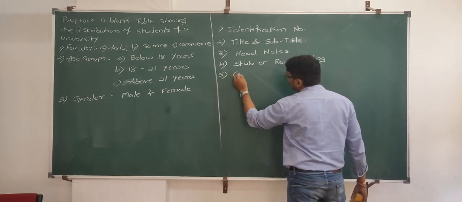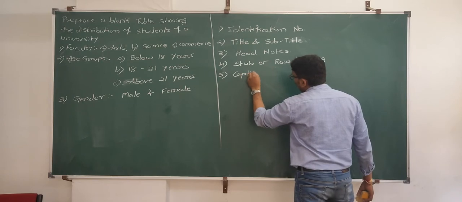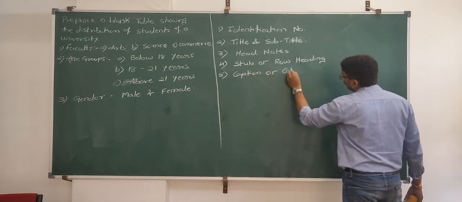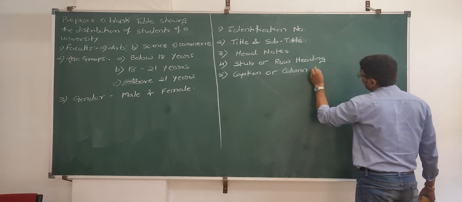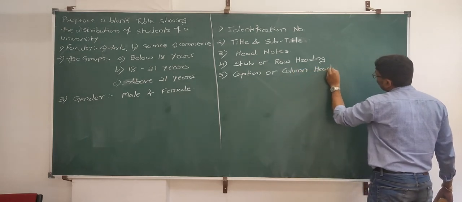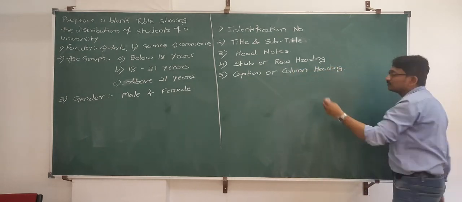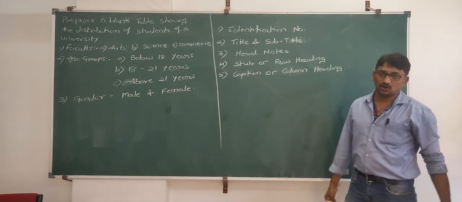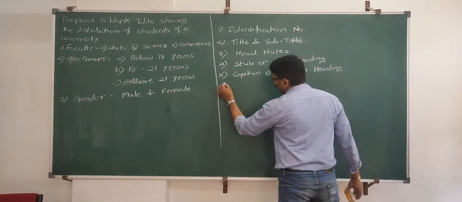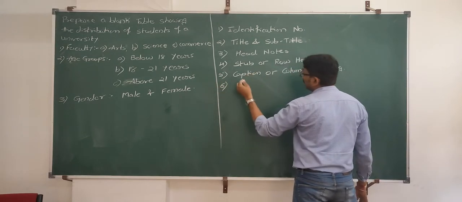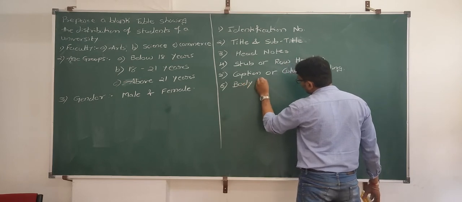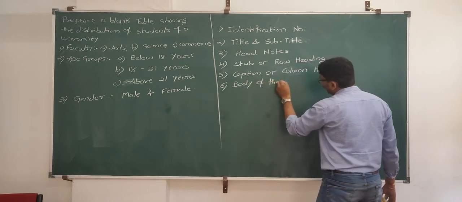Then fifth one is caption, or this is also known as column heading. This caption is opposite to stub. Stub is nothing but row heading. Caption is nothing but column heading. Then sixth one and important one is body of the table.